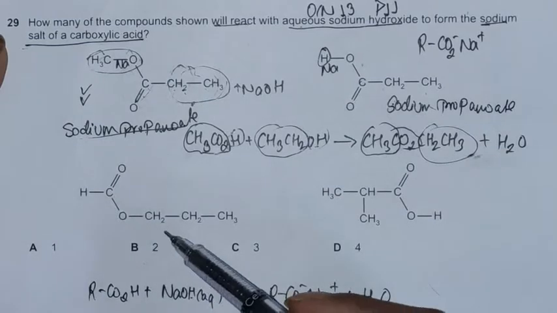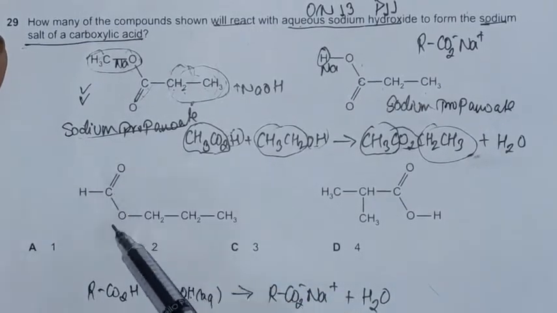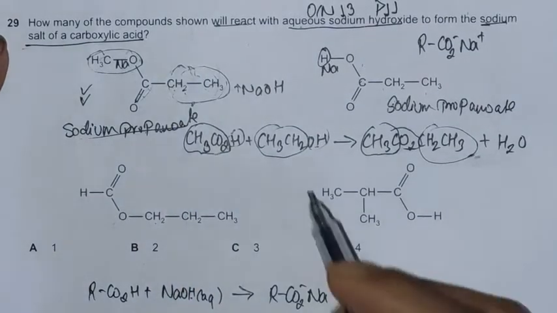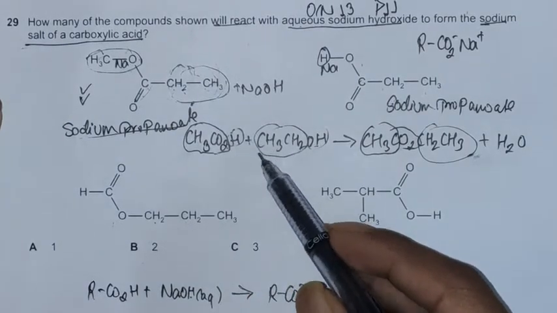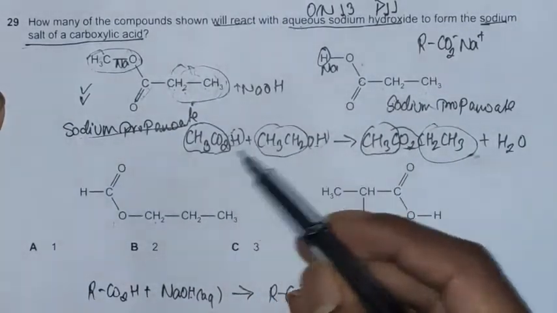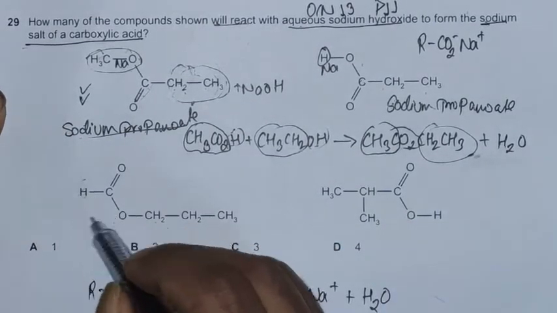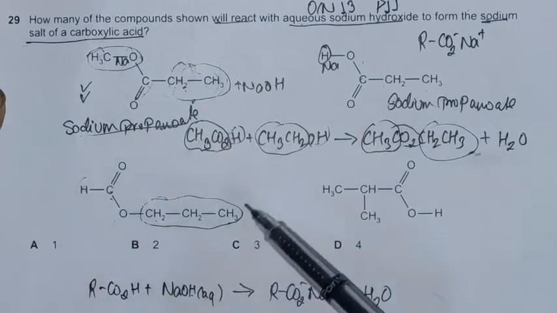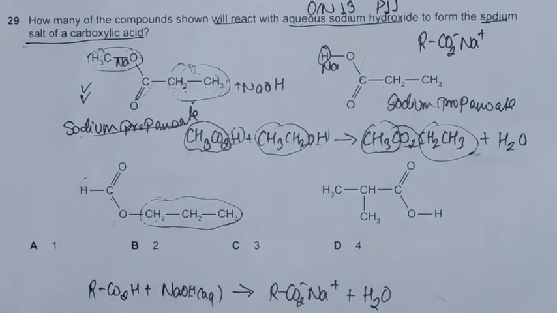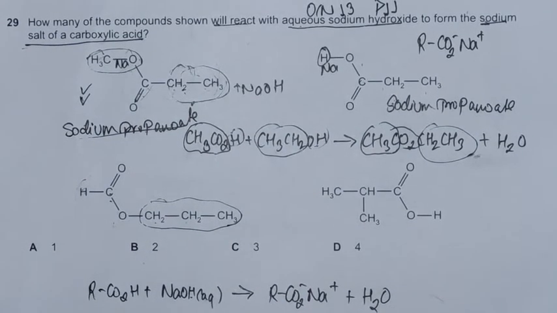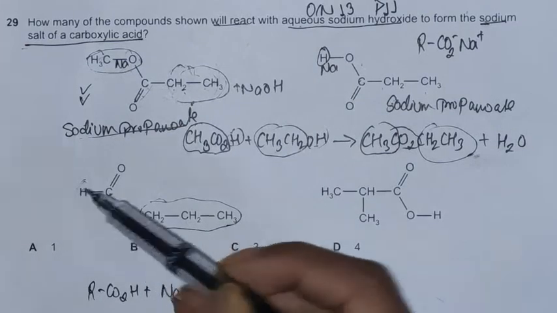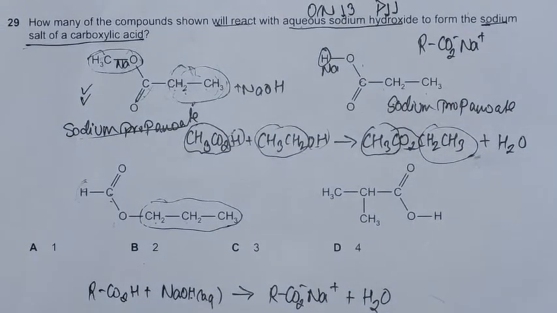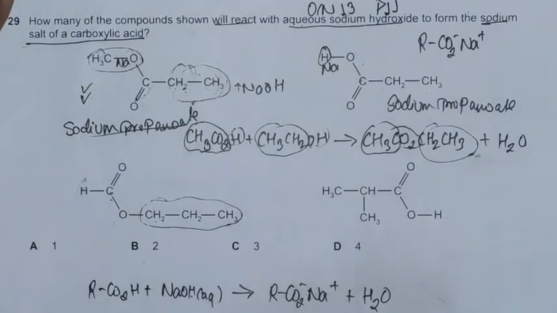Looking at this, what is this? We have H, CO2, CH2, CH2, CH3. This is an ester, and we use it as an example for this reaction as well. This is the carboxylic acid part, and this is the alcohol part. From here we can deduce what alcohol has been used. It's CH3CH2CH2OH, a primary alcohol, propan-1-ol, and the carboxylic acid used for this reaction is methanoic acid.